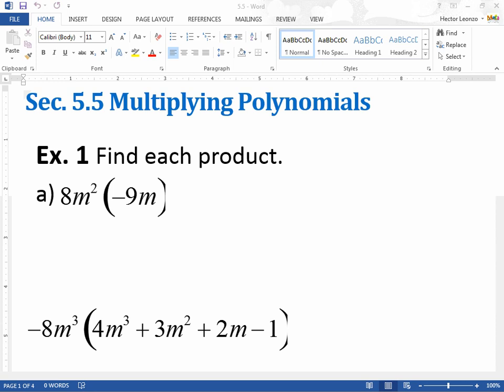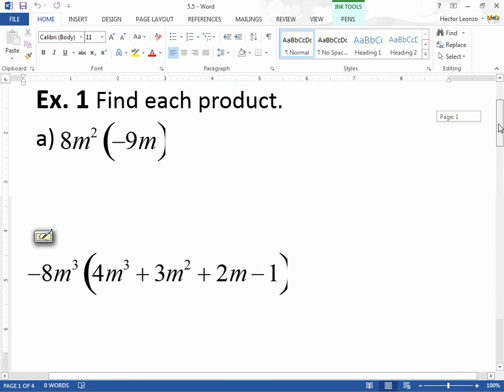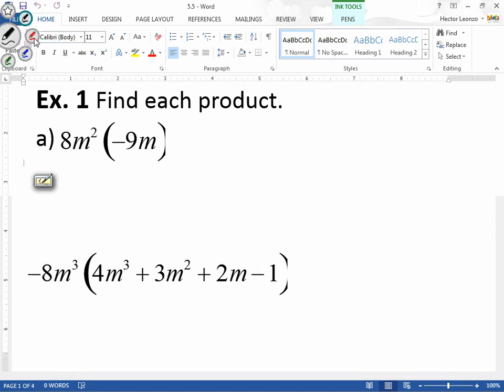Section 5.5 is about multiplying polynomials. So the first thing we're going to do, since we're dealing with multiplication, when it comes to the coefficients, 8 and -9, just multiply the way you always multiply. 8 times -9 should give me -72.